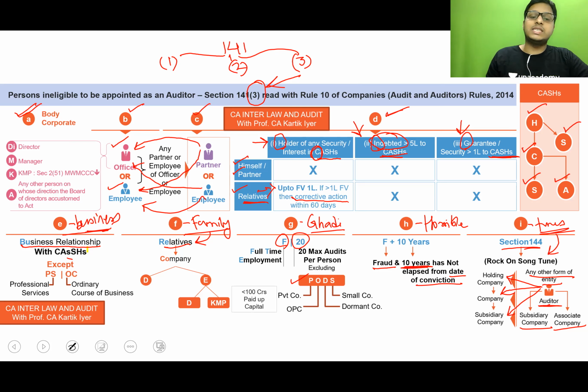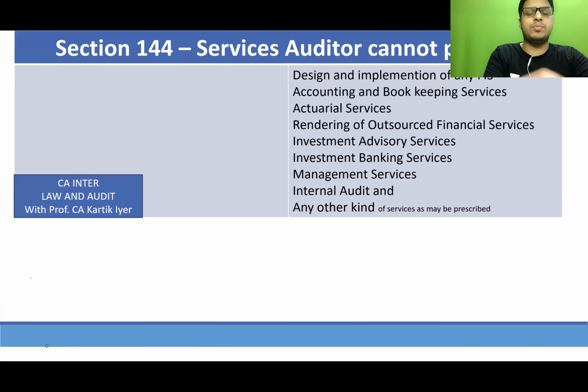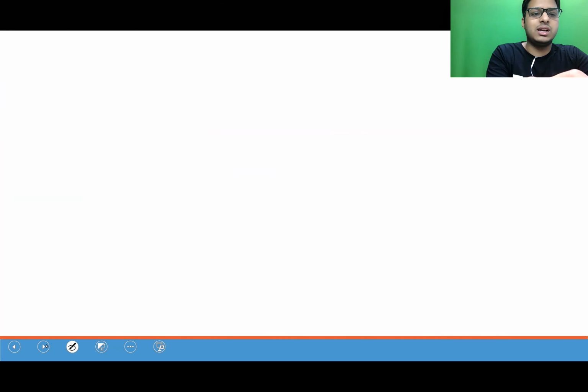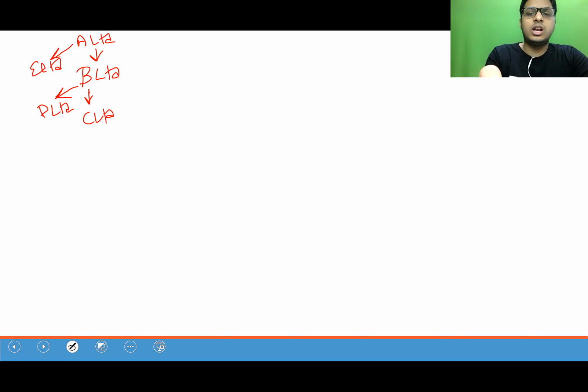Next is indebtedness. Now understand an example in relation to indebtedness. Please see here that there is a company, let's say, called B Limited. B Limited has a holding company, let's call it A Limited. It has a subsidiary company called C Limited. It has an associate company called D Limited. And the holding company also has a subsidiary called, let's say, E Limited. So the situation is like this. Here it is me who wants to become the auditor.